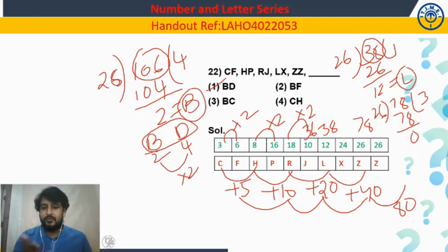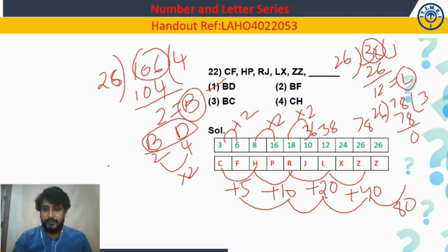First letter to first letter, how much are we adding? Plus 5, plus 10, plus 20, plus 40, plus 80. If any number is given, we can find the place value by dividing with 26. The procedure is explained here. Any confusion? No.